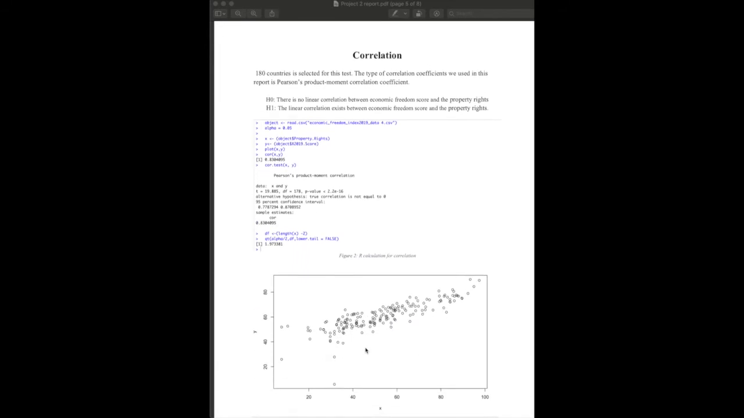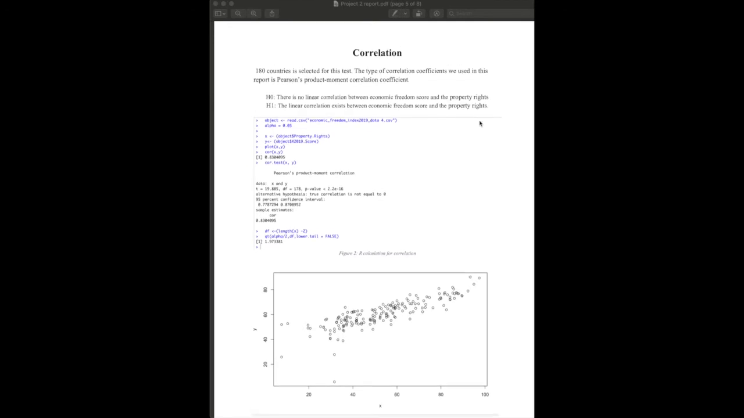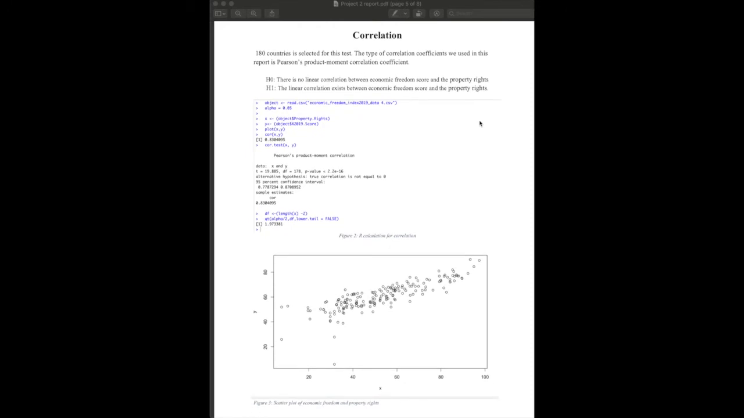As for the correlation, I want to test if there is a linear relationship between the economic freedom score and the property right at the 5% significance level. After completing the test, I found that a linear correlation exists, and if we look at this scatter plot, we can say that we have a positive linear relationship, and the values increase significantly.